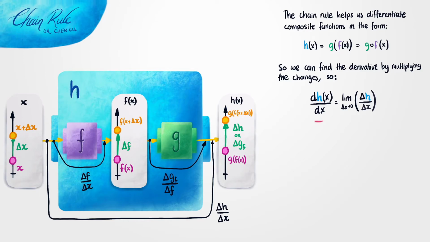So to find the derivative of h, we know that it's equal to the limit as change in x goes to 0 of change in h on change in x. But we also found that change in h on change in x is just the product of these two factors here. Now to continue this, we have to distribute this limit to both of these terms, which is something we can do because of the limit laws.